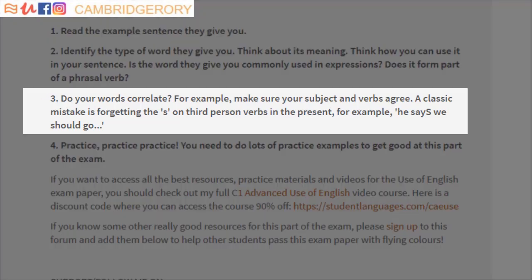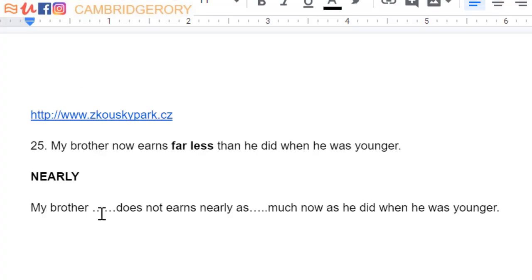Do your words correlate? For example, do the subject and verbs agree? Okay, so the subject, my brother, does not earns. Okay, well this isn't correct. Now we need to remove the S because we have does. Does not earn. Okay, and that's why you should always read your answer fully a second time so you can look for these types of mistakes. Now I did this deliberately to make a point to you guys, but in the exam it's very easy to do that. So make sure you read over your work again. And a classic mistake that especially Latin learners make is they actually forget the S on third person verbs in the present. So watch out for that.